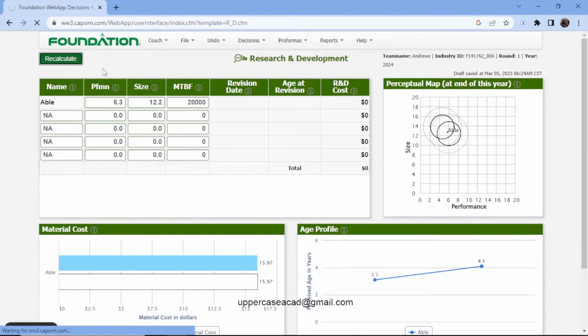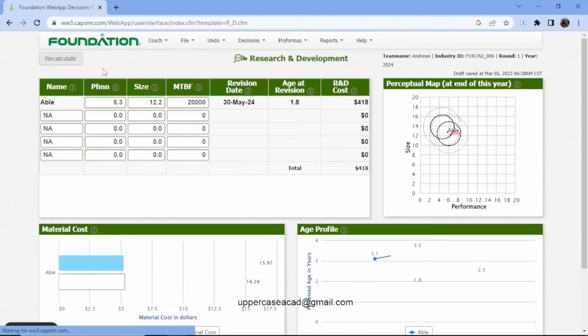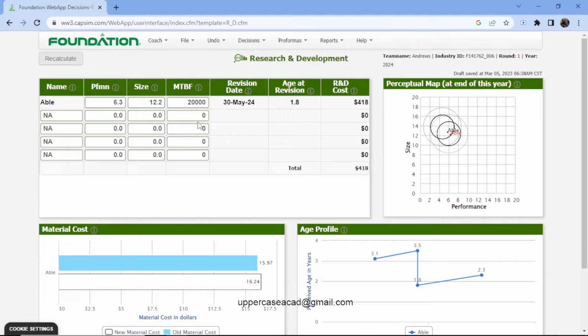So I want my product to sell both in the high-tech and the low-tech market segment. You see, my revision date here is the 30th day of May in 2024, and the age at revision is 1.8, and my cost was $418.